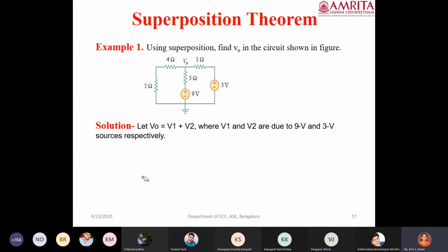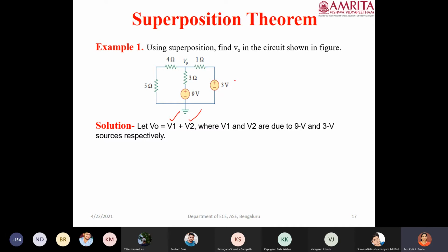So what you need to do always in this type of example is find out V naught. And how many sources are there? 2. One is 3 volts, one is 9 volts. So that means V naught is equal to V1, which may be because of either 9 volts or 3 volts, any one of them, plus V2.